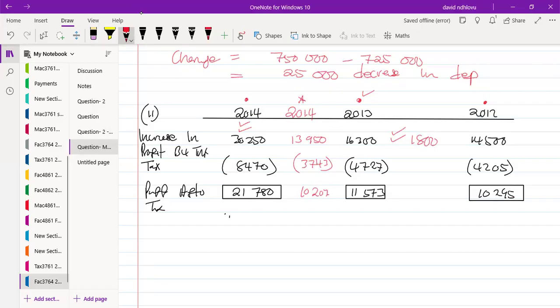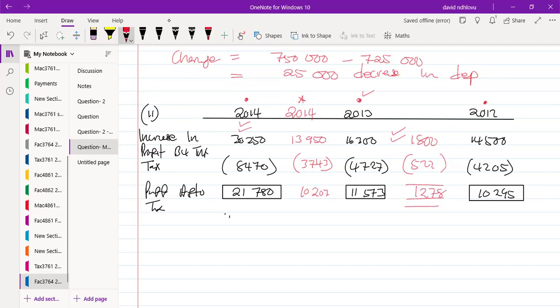4,727 minus 4,207, then we have 522. Then overall, we say 11,573 minus 10,295. Then we have a figure of 1,278. So this is how you calculate for the change in accounting policy.